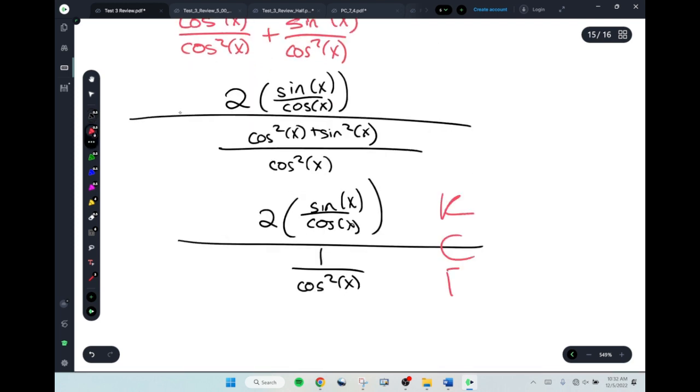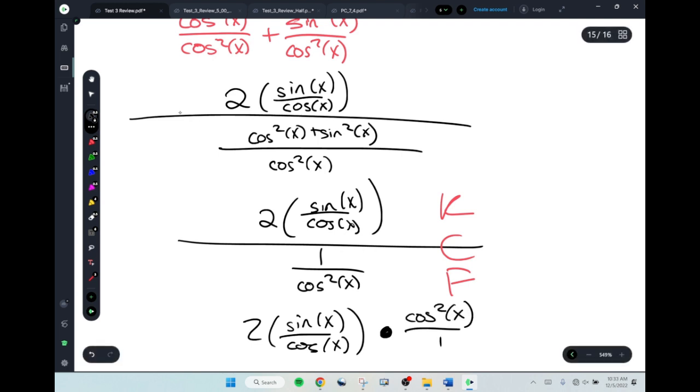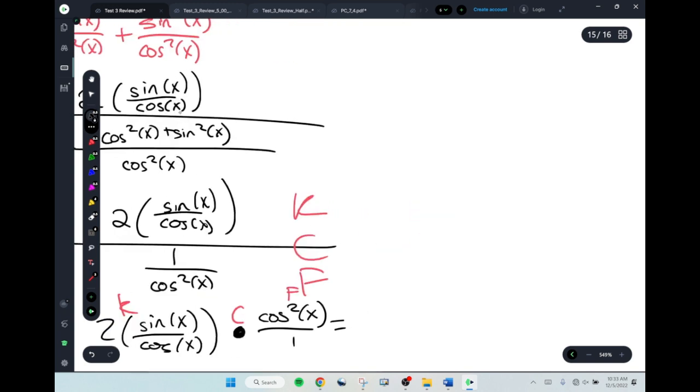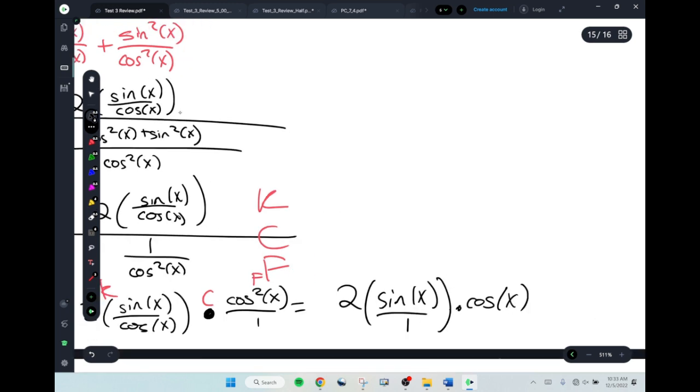Here's my keep. Here's my change. Here's my flip. 2 sine of x, cosine of x. Change division to multiplication. Flip 1 over cosine squared to cosine squared of x over 1. Keep, change, flip. And it breaks down into 2 sine of x over 1 times cosine of x, which is what you were looking for.